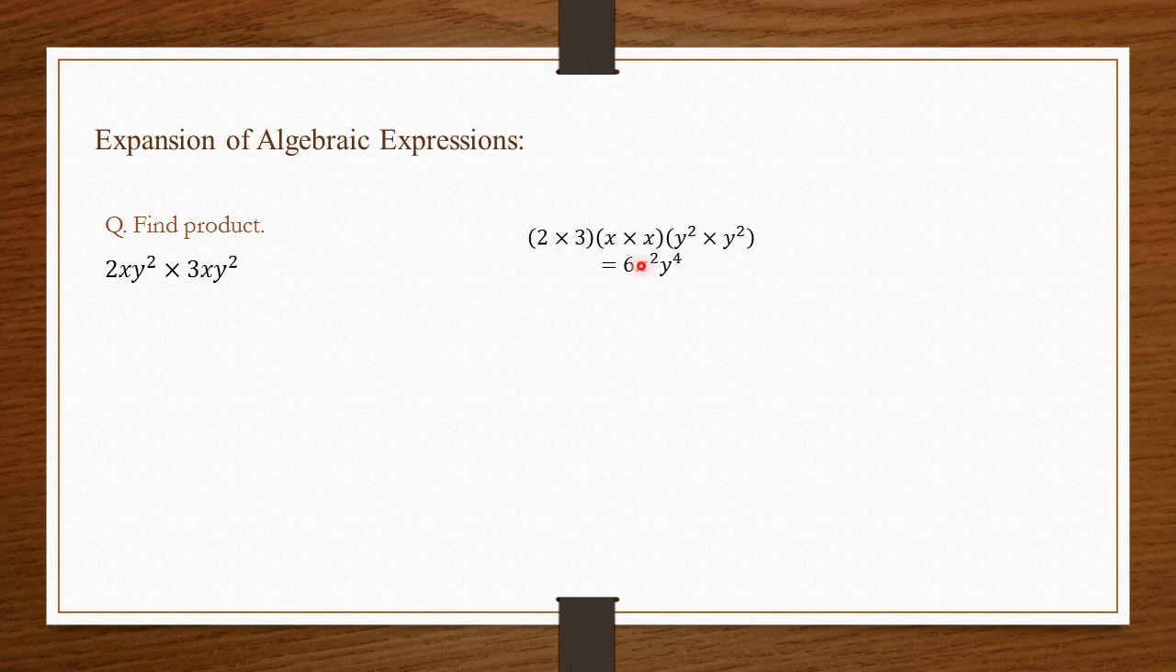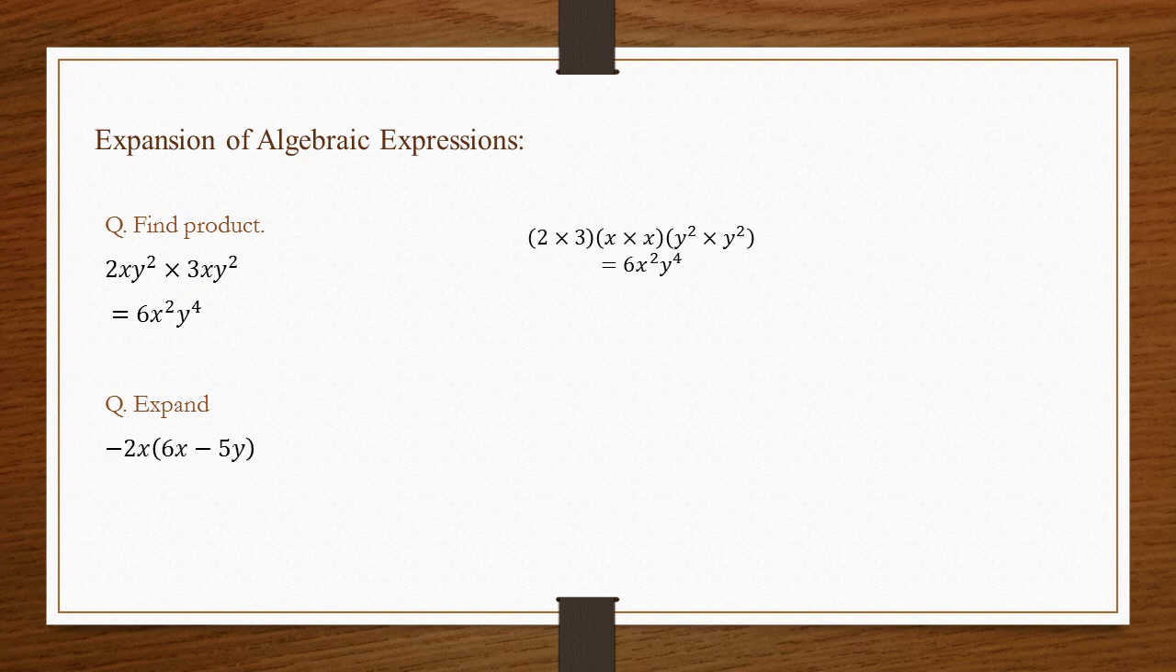So 2 multiplied by 3 is 6, and the same variables: here single x, this is also single x, x into x will be x square, because when we multiply, we add their powers, 1 plus 1, it will become square. And here y square and y square. Again, as I told you, whenever you multiply variables, you have to add their powers. So 2 plus 2, it will become y to the power 4. So the answer will be 6x square y to the power 4.